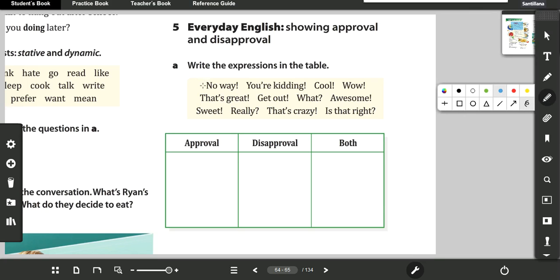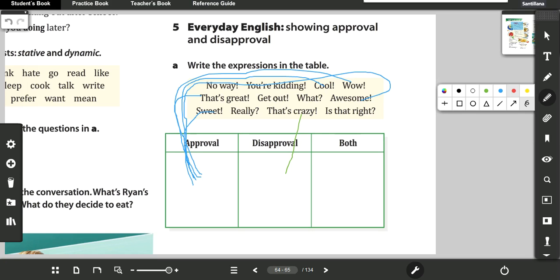Okay, now, approval. The approval ones would be, for example, cool. Yes. Another, wow. This is another approval. Then, another approval is, that's great, my friend. That's great. And then, sweet. Then we have awesome, like the book. This is awesome. Then we are going to put with color green which are disapproval. So disapproval: that's crazy. And all the rest, believe it or not, but it is true, are both. They can be used depending on the intonation.